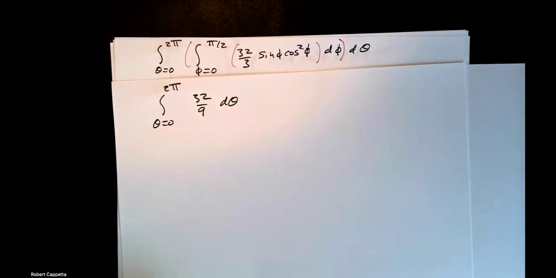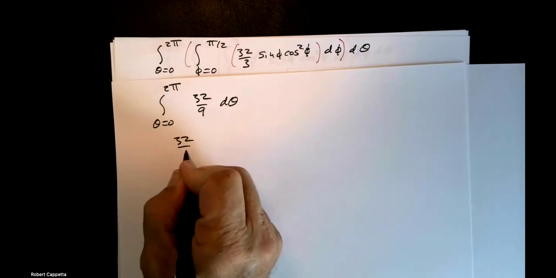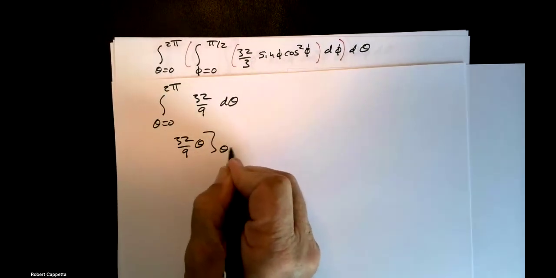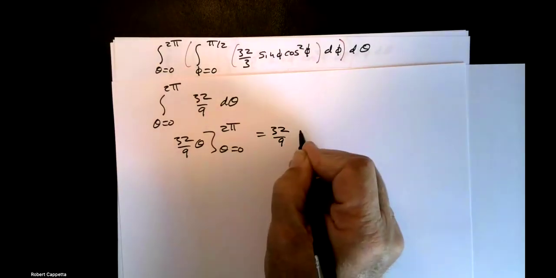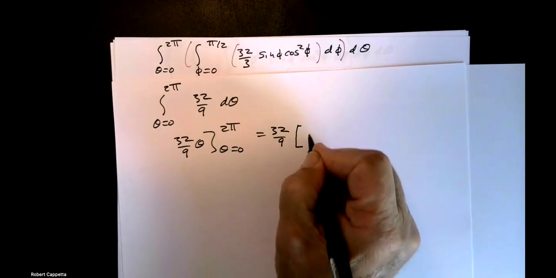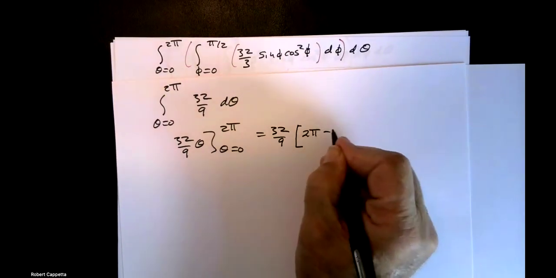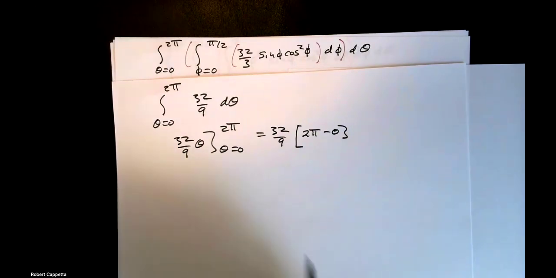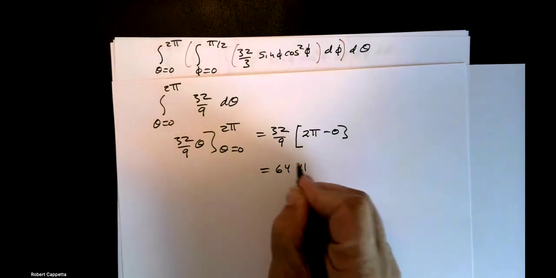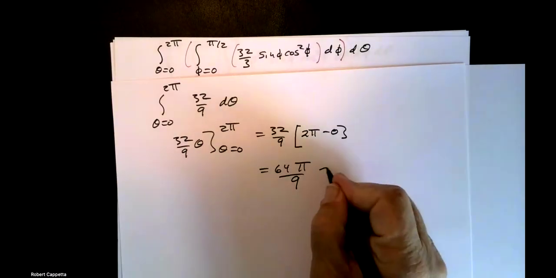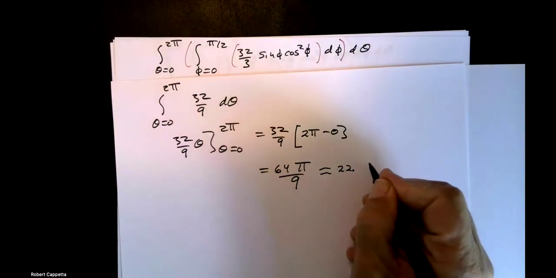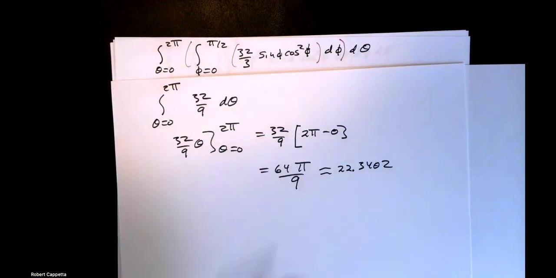D theta, well, the antiderivative of that, of course, is 32 ninths theta, as theta goes from 0 to 2 pi, which gives me 32 ninths times 2 pi minus 0, which gives me 64 pi over 9. The decimal approximation for that is about 22.3402. And let's check that with technology, see if it's correct.